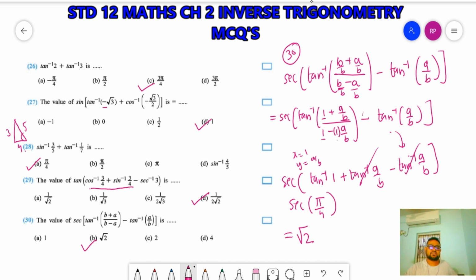Okay, so students, that's it for today. We have solved 30 MCQs of chapter number 2, that is inverse trigonometry. Thank you.